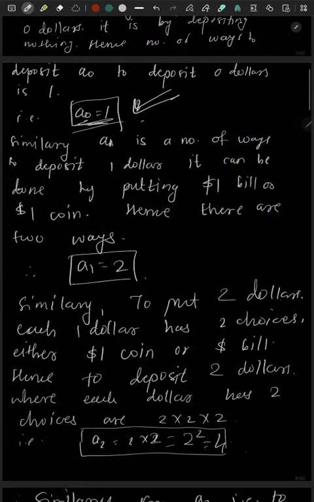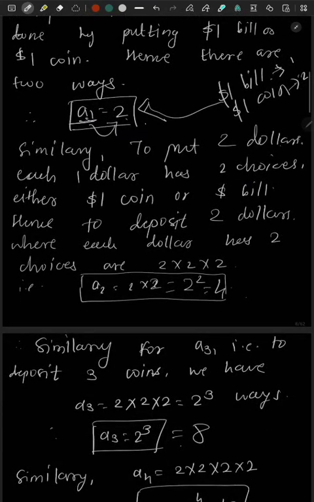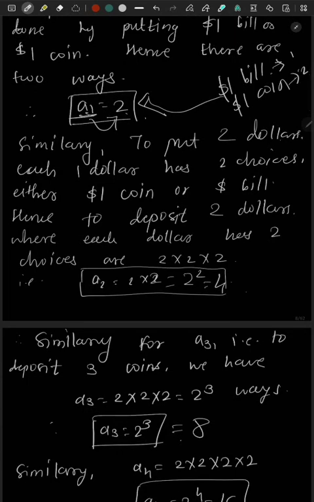Now if you want to put $1, then you can either put a $1 bill or a $1 coin. So this is one way and this is the second way. So there are a total of two ways to put $1. So A1 is the number of ways to put $1, and there are 2, hence A1 is equal to 2. Now A2 means the number of ways to put $2.